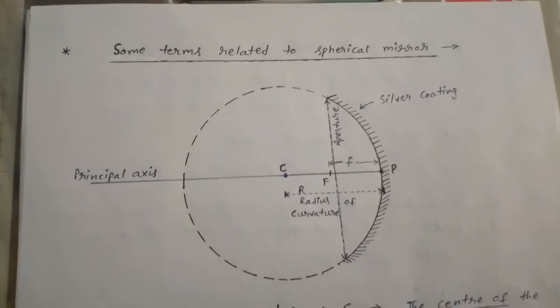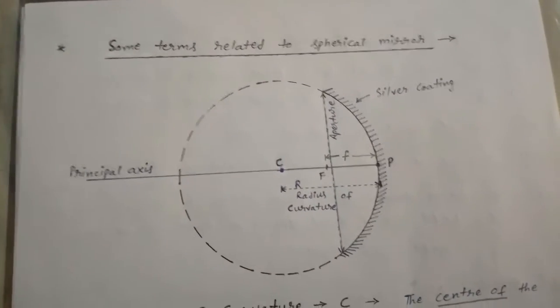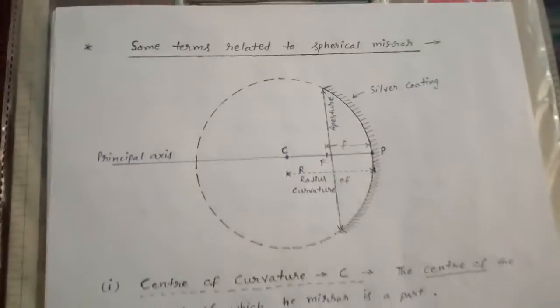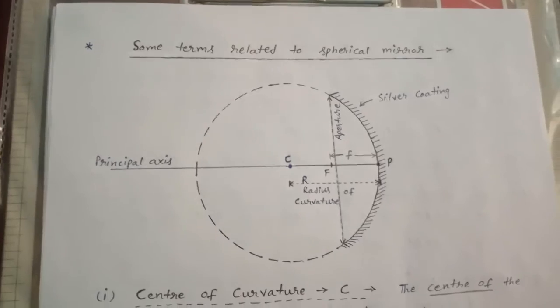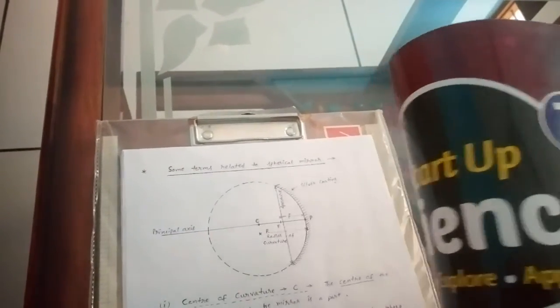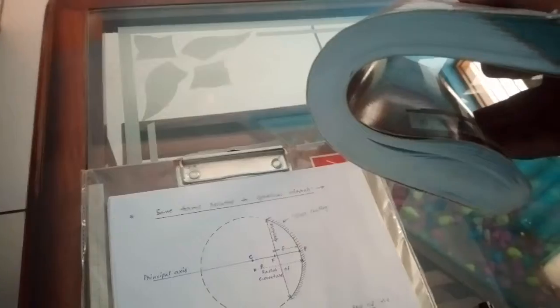Students, now we're gonna discuss some terms which are used with spherical mirrors. Let me once again recall a few concepts. This depressed part of this book is known as the concave part, and the opposite one, this bulging part of the book, is known as the convex part.